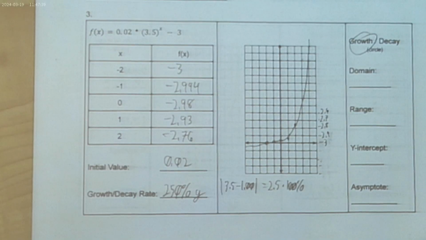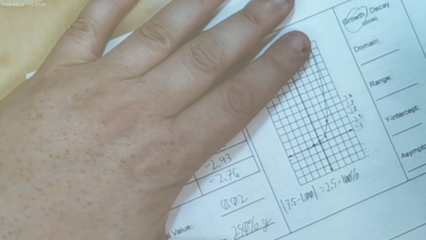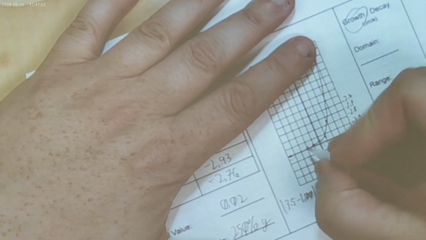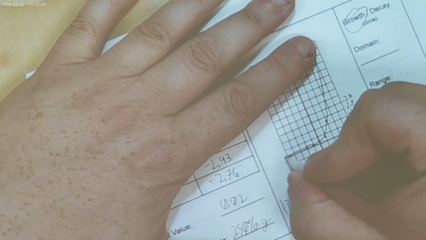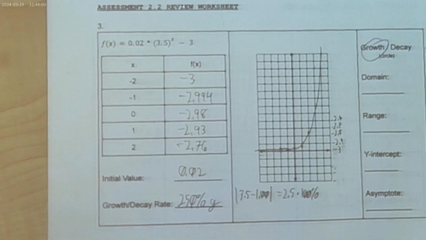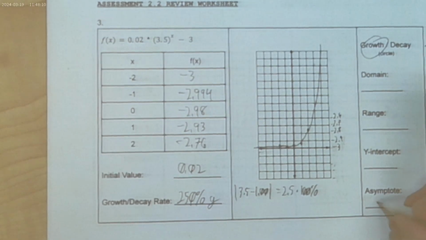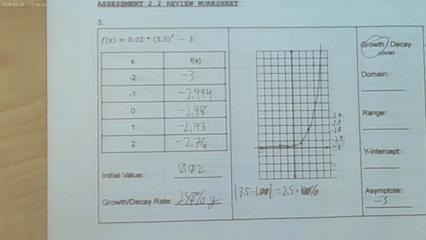There we are. I know that it's 250% growth, so I know that that's the direction that everything's going to go. The one thing that I did mess up, though, is I need to be a little bit more. There we go. The reason I did that is because -3 is going to be the asymptote. That's going to be the lowest possible value that it tries to achieve, but will never actually reach. So I went ahead and wrote that down as -3.